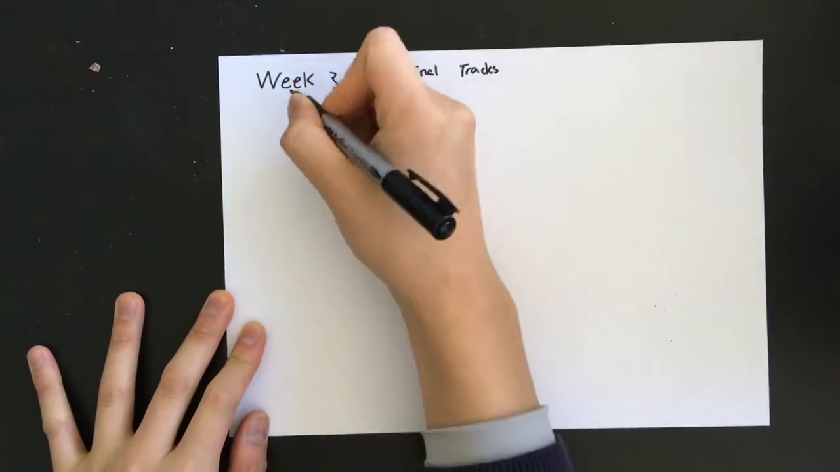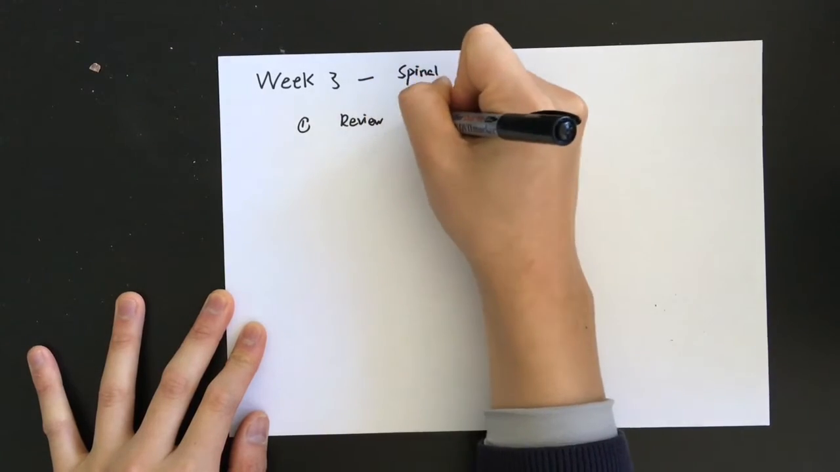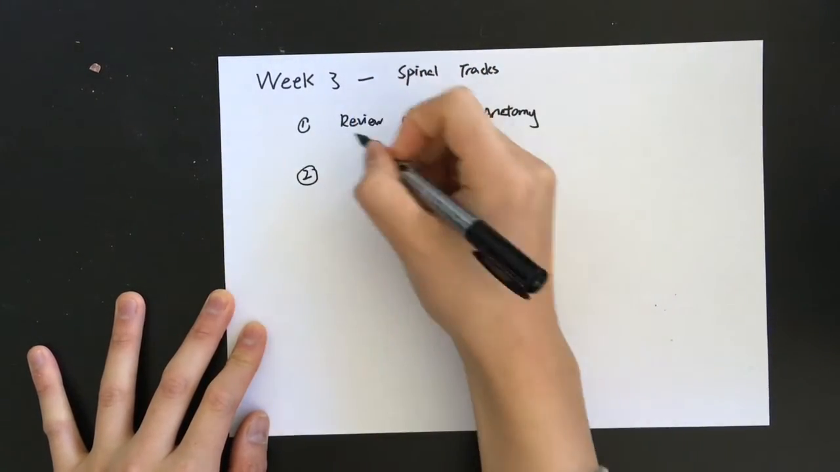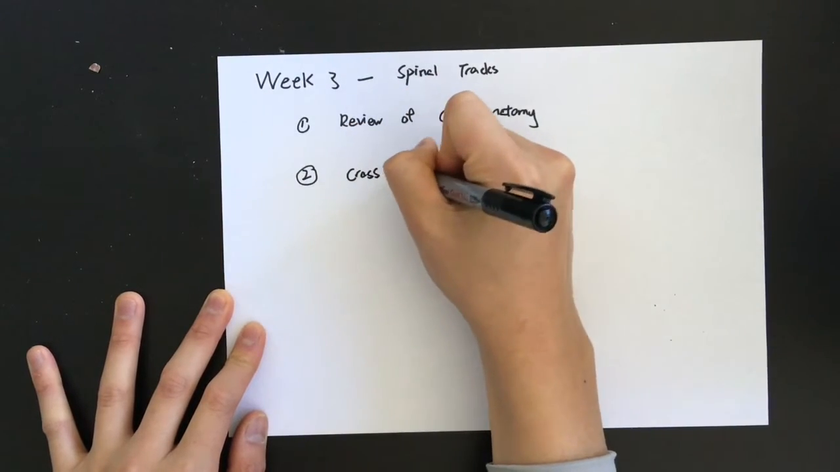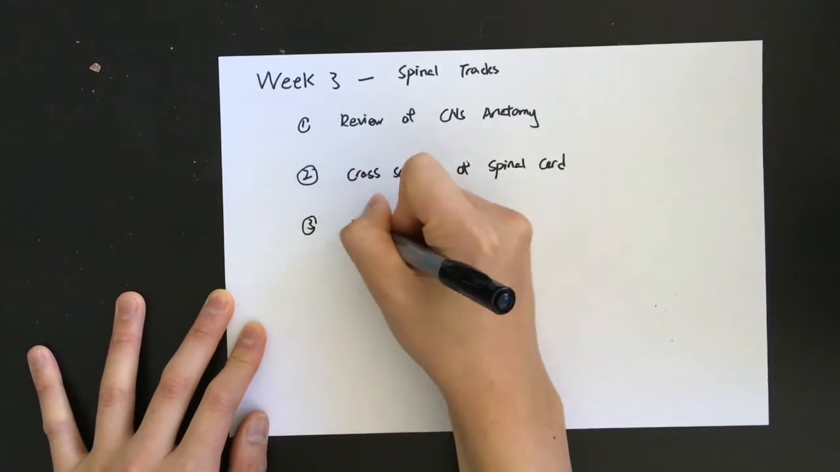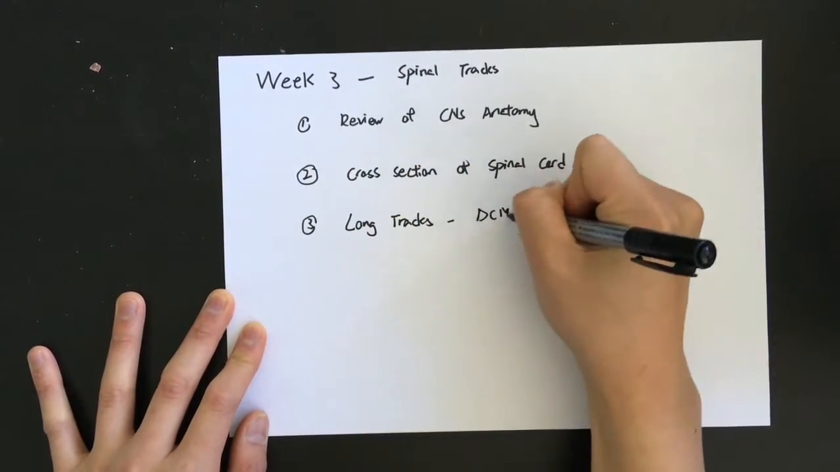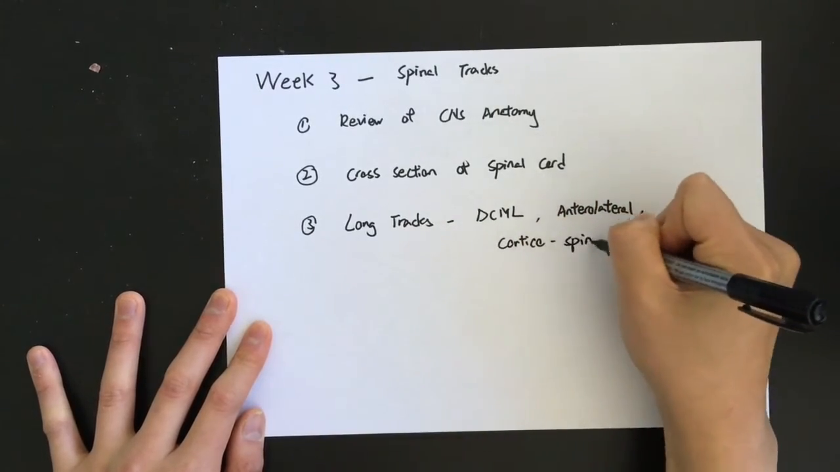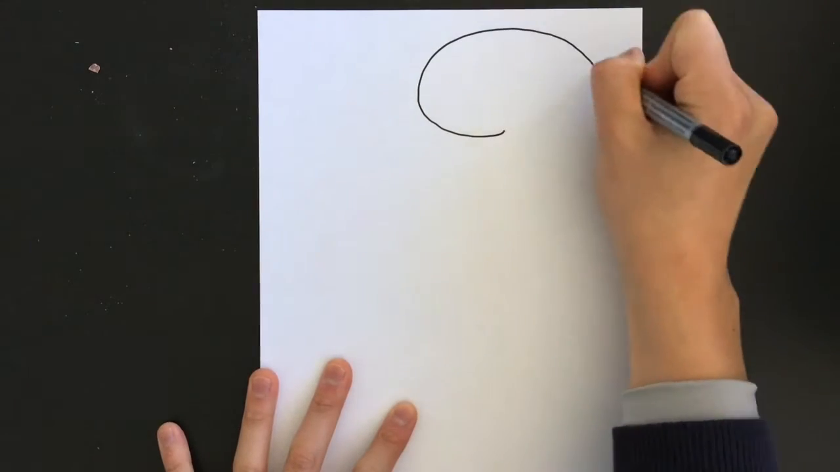Today we're going to be looking at the spinal tracts. In order to do this, there are 3 key things we're going to look at. Firstly, a review of CNS anatomy. Then we're going to move on and look at a cross-section of the spinal cord before we look at our long fiber tracts. There are 3 tracts we're going to look at: the dorsal column medial lemniscus, the anterolateral tract, and our corticospinal tract.